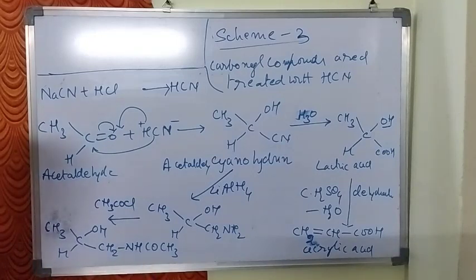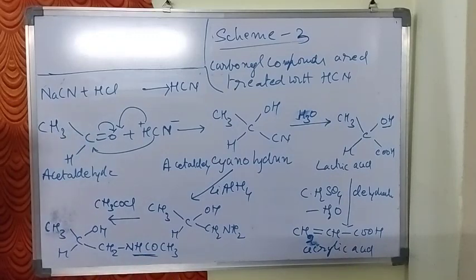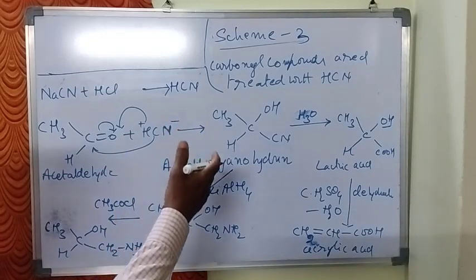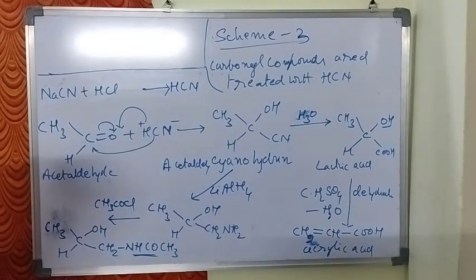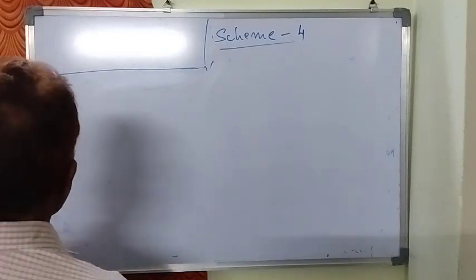The name of this complex substance is amide. This amide group is the main group, since on the amine nitrogen atom this group is present. Therefore we give the name accordingly. So from this cyanohydrin, see how many substances we got. Now let us see scheme 4.